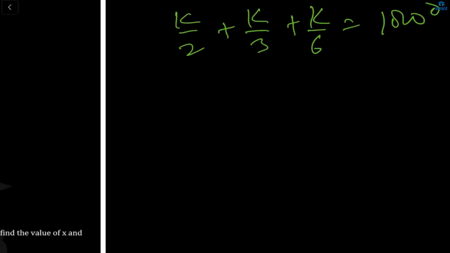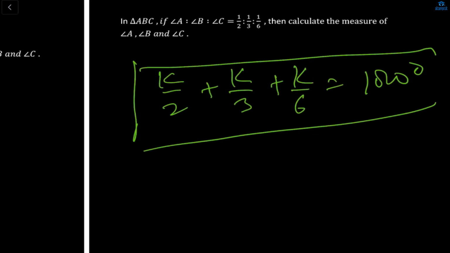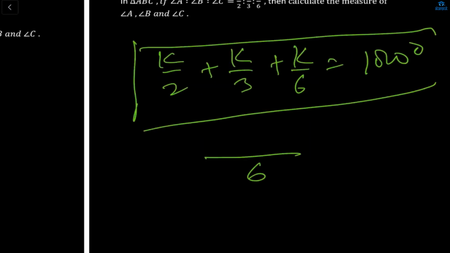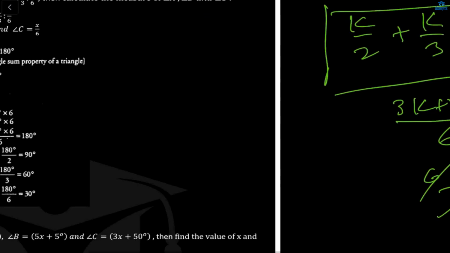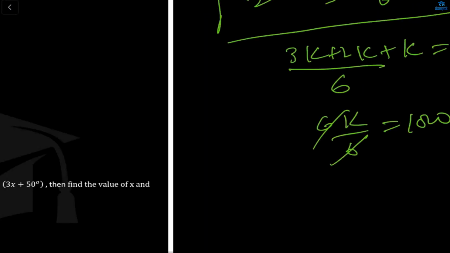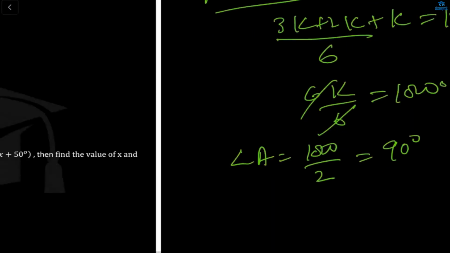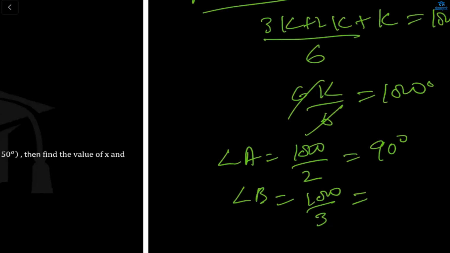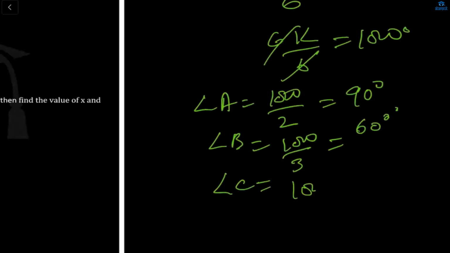The main equation that you have to solve is K/2 plus K/3 plus K/6 is equal to 180 degrees. So what will you get? It will be, taking the LCM 6, 3K plus 2K plus K is equal to 180 degrees. So 6K upon 6 is equal to 180 degrees. K value will be 180 degrees. Now angle A will be equal to 180/2, that is 90 degrees. Angle B will be 180/3, that is 60 degrees. And angle C will be 180/6, that is 30 degrees.